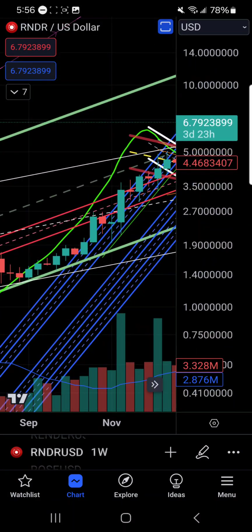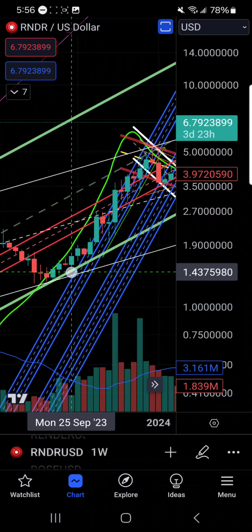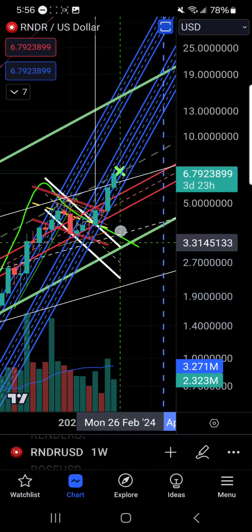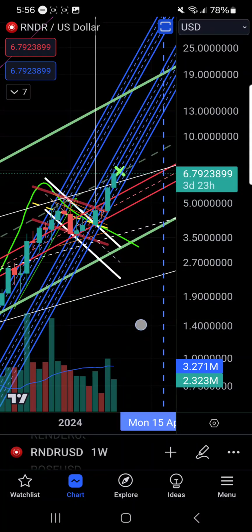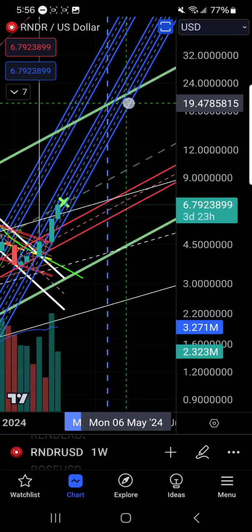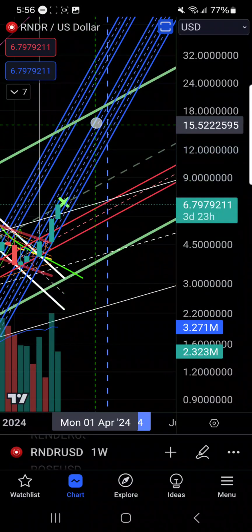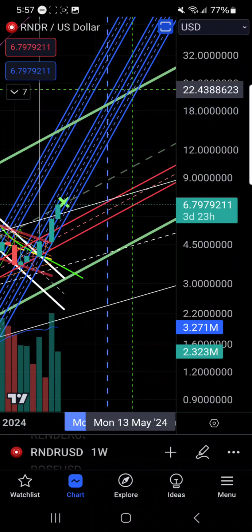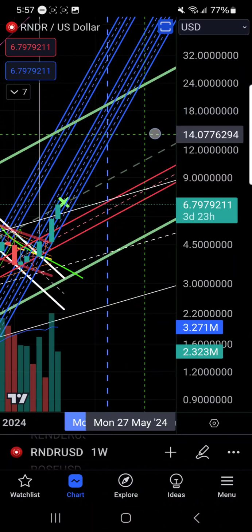So back to where we were. Bottom of the channel, $1.50. Now we're at the center line of the channel here at $7. Top of the channel. If we were to continue up like these blue channels here, which I don't think we'll do, we'd be up there at $22 in mid-May. But I imagine we don't go straight up like that.